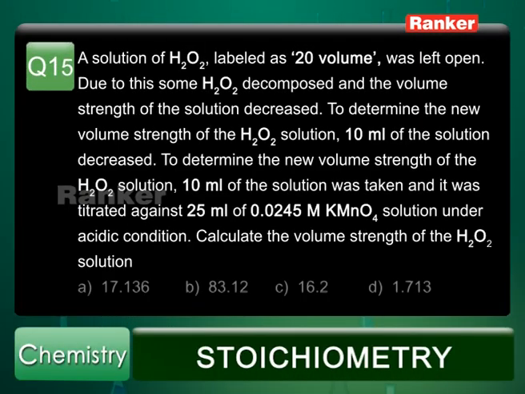We have a solution of hydrogen peroxide which is labeled as 20 volume, which was left open for some time. Due to this, some H2O2 decomposed and the volume strength of the solution is decreased. To determine the new volume strength of H2O2 solution, 10 ml of this solution was taken and it was diluted to 100 ml, and from this diluted solution 10 ml was picked up, and this was finally titrated with KMnO4 using 0.025 molar and 25 ml of the solution. Then you have been asked to find the volume strength of H2O2.